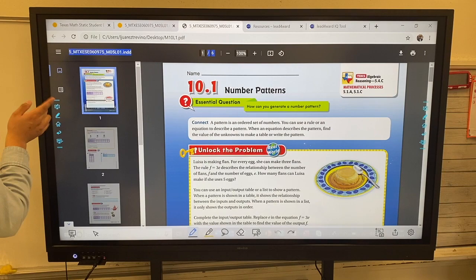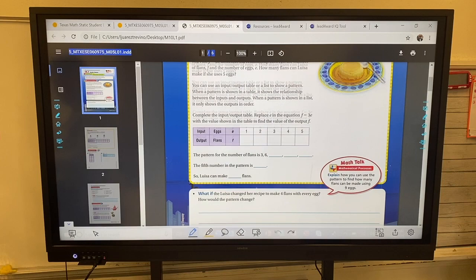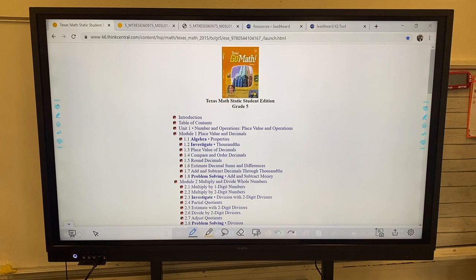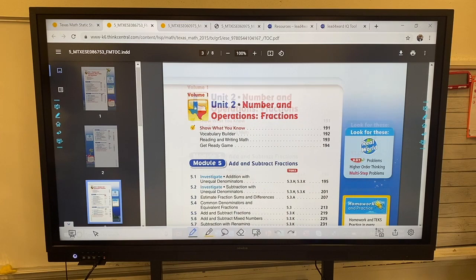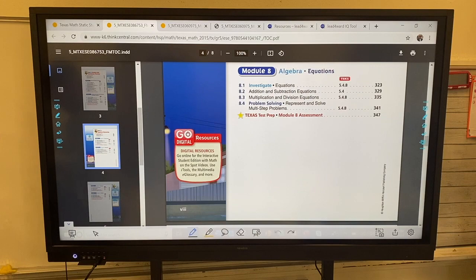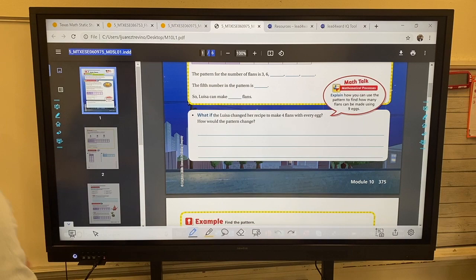That should be page 375. And if I'm not mistaken, this is volume one, okay? Should be volume one. I'll double check for you though. For now, start opening volume one. Yeah, you're in volume one. So go ahead and pull that one. Again, it's page 375. Página 375. Es el volumen uno. El libro de Go Math volumen uno.